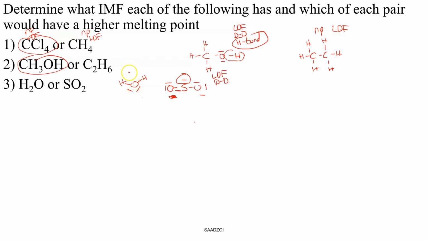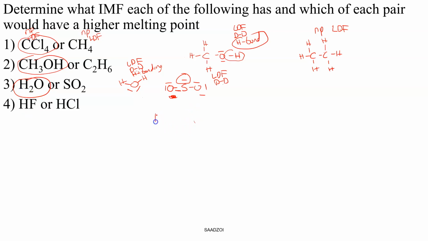For this one, we have London dispersion, automatic, right? Dipole-dipole. And you have H bonding. So this is stronger than dipole-dipole. Because this has a stronger IMF than this does, this is going to have a higher melting point.